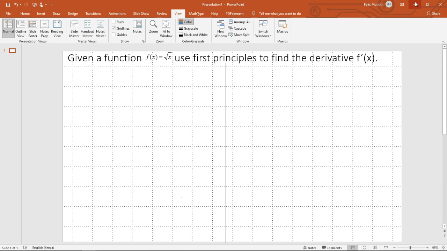So today we are going to solve this problem using first principles. We are given a function f of x equals square root of x, and we are told to find the derivative of this function using first principles. So, solution.